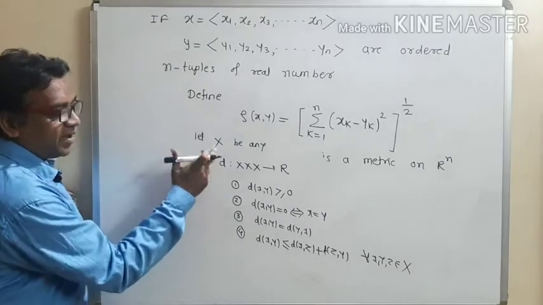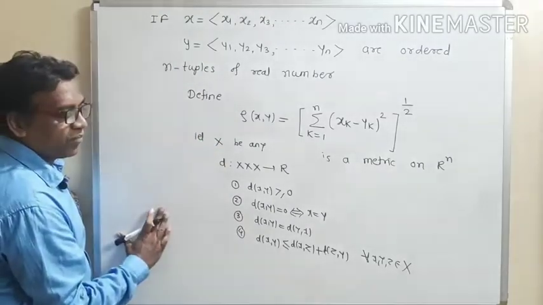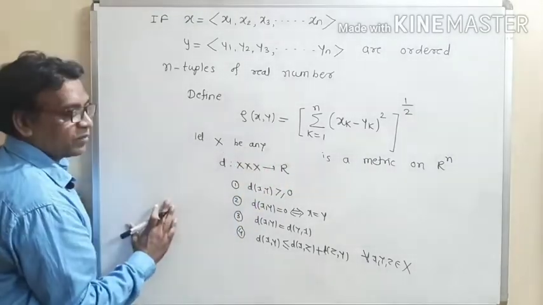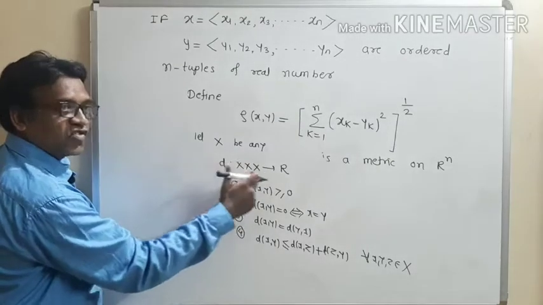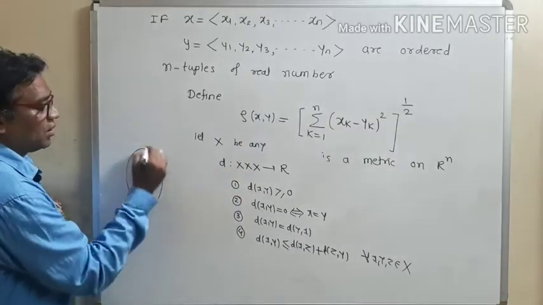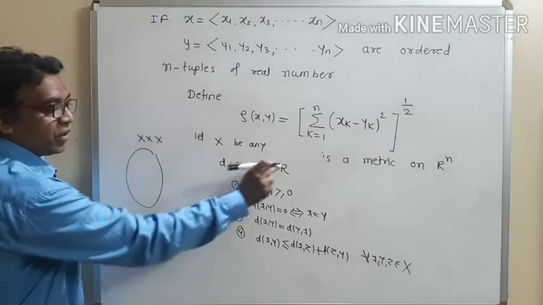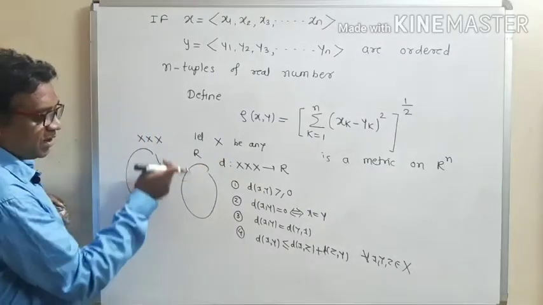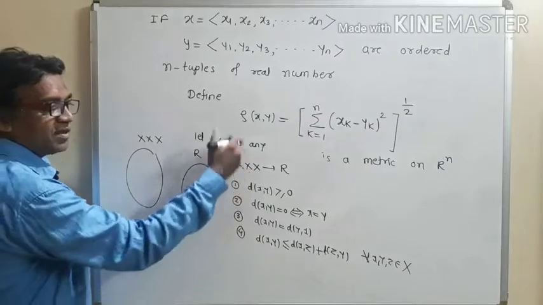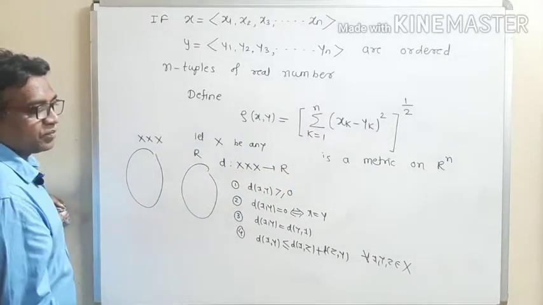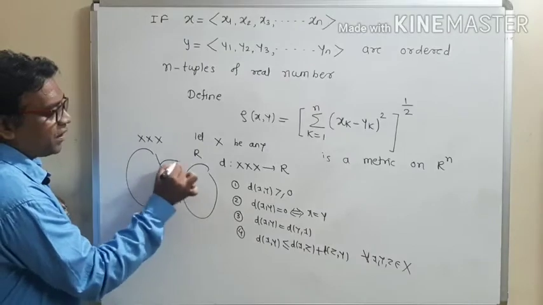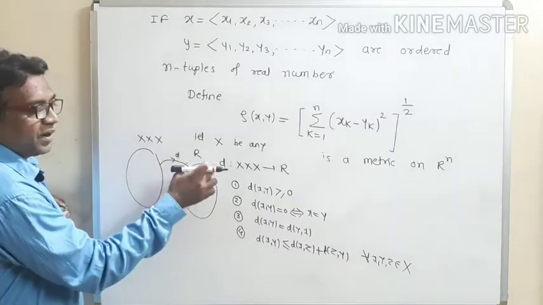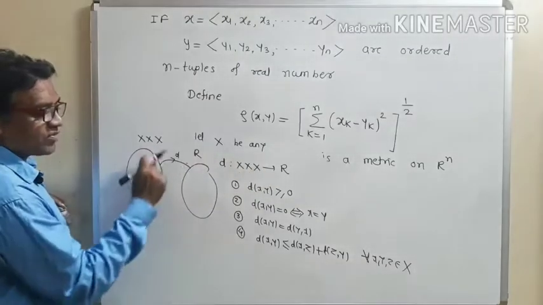Now see this X, it is any non-empty set, and this D, it is a mapping from X cross X to R. Now X cross X is our domain, and R, that is the image, means this is the codomain. And this D is the mapping from X cross X to R.